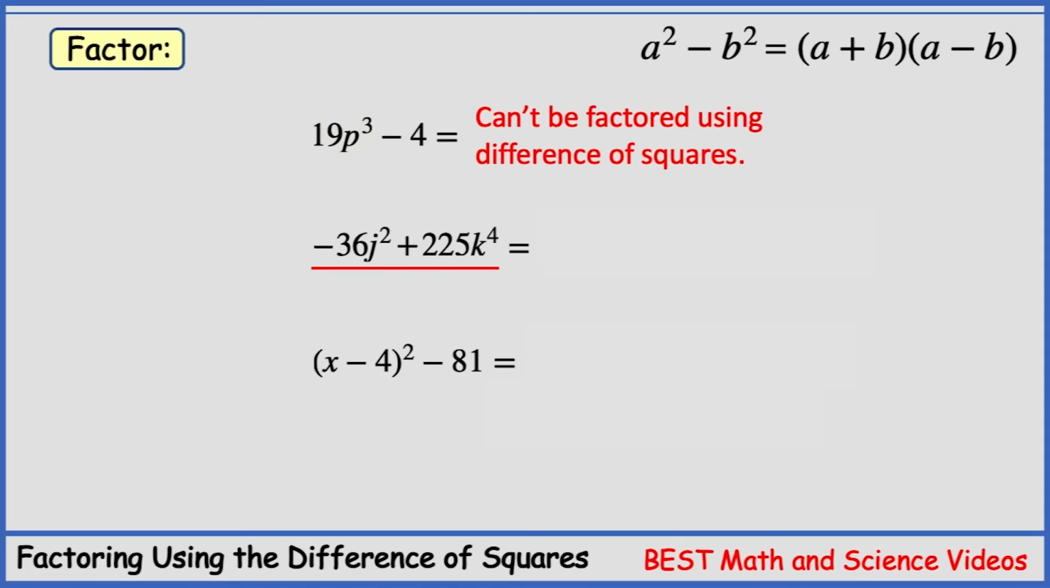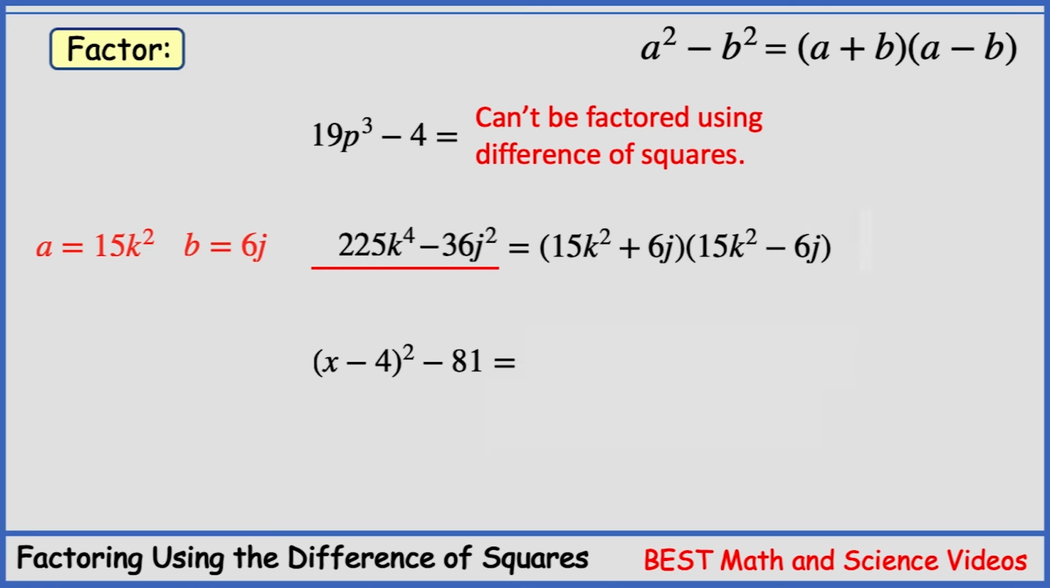Now look at minus 36j squared plus 225k to the fourth. We need to rewrite this expression so that the positive term comes first. So it becomes 225k to the fourth minus 36j squared. The square root of 225 is 15. So a equals 15k squared and b equals 6j. So the expression becomes 15k squared plus 6j times 15k squared minus 6j.